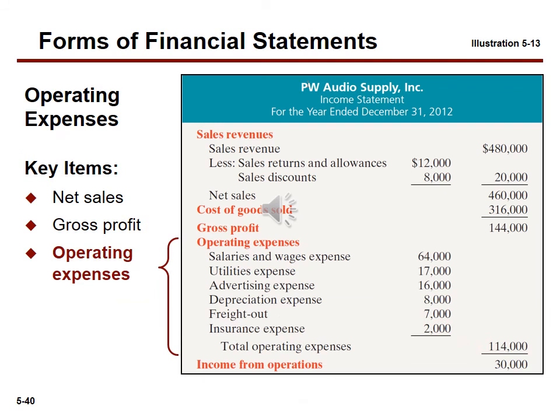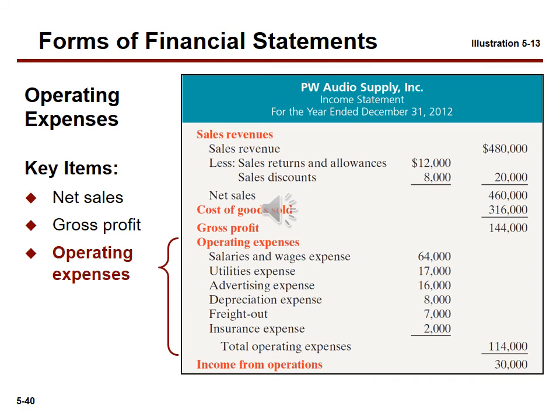The next key item is going to be our operating expenses, as I have mentioned before. Once we get to the gross profit figure, which is in this case 144,000, then we can go ahead and include our next step, which is to list our operating expenses. In this case, the company's operating expenses include salaries and wages expense, utilities expense, advertising expense, depreciation expense, freight out, and insurance expense. We take the total of these operating expenses, we subtract it from the gross profits. This operation is going to give us the income from operations.